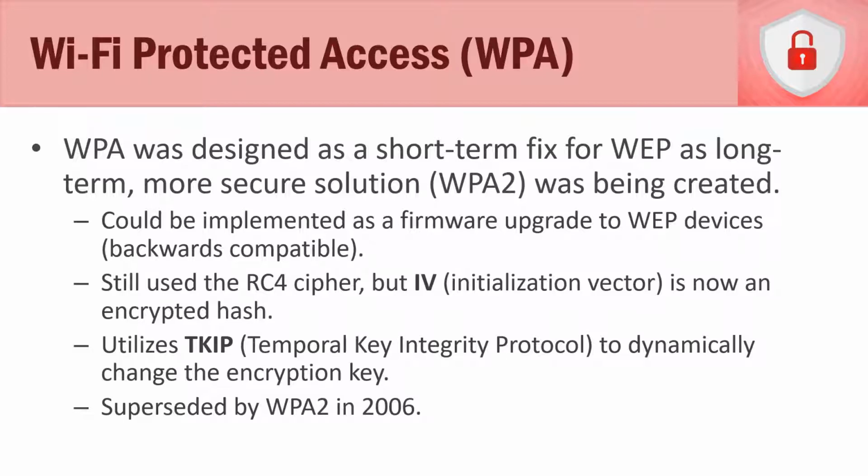So just understand that WPA was not designed to be a long-term solution, and that's why it has some components of WEP. So it uses the weaker RC4 algorithm, or the cipher in cryptology terminology. It has this RC4 weaker cipher, and it still uses its IV, its initialization vector, but instead of being in plain text, well, they fixed that. It's now an encrypted hash when you use WPA. And they also created something new for WPA called TKIP, which is Temporal Key Integrity Protocol, and this was designed to dynamically change the encryption key over time.